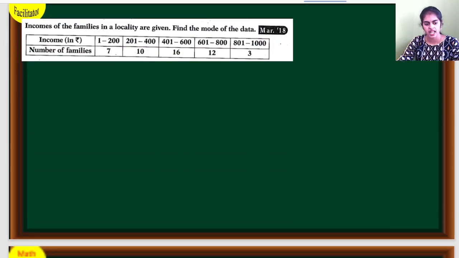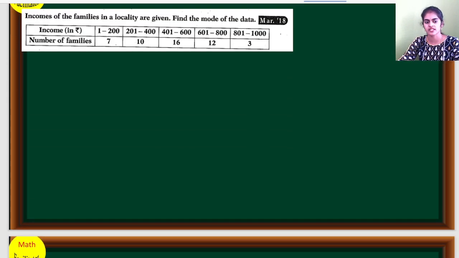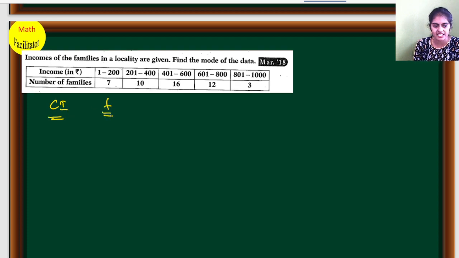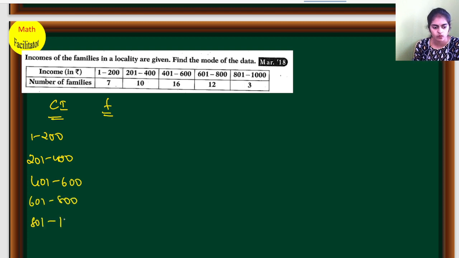ఓకే, అండ్ మీరు ఈ నోట్స్ డౌన్లోడ్ చేసినాక మళ్ళీ ఒకసారి ట్రై చేయండి క్వశ్చన్స్ అన్ని చేయడానికి. ఇప్పుడు మోడ్ లో మీరు ఎక్స్ట్రా కాలమ్ ఏమీ మేక్ చేయరు. వాట్ ఎవర్ ఇస్ గివెన్ టు యూ విల్ రైట్ యాజ్ ఇట్ ఇస్. 401 to 600, 601 to 800, 801 to 1000. Frequencies are 7, 10, 16, 12 and 3.